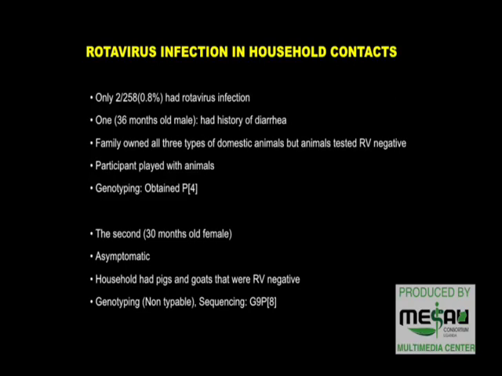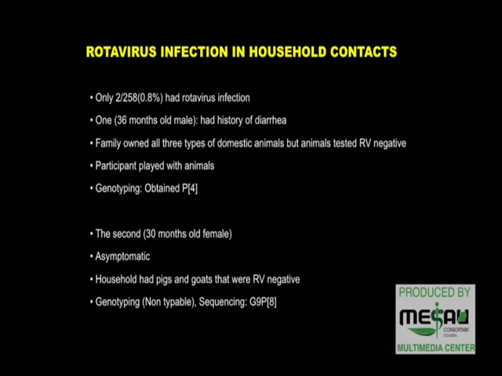Of those 2 I'm describing here, one was a male child who had a history of diarrhea. In the household where this child stayed, there were 3 domestic animals, but all these animals tested negative. They also reported that this participant plays with animals. When we did the genotyping of the rotavirus infection found in this child, we found it was genotype P4. We were not able to get the G type.